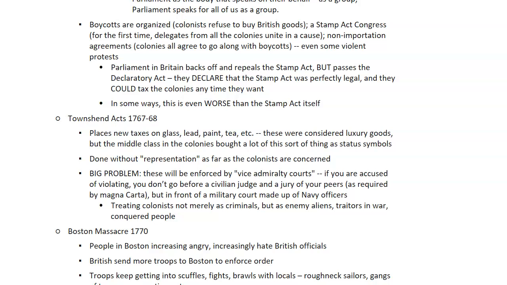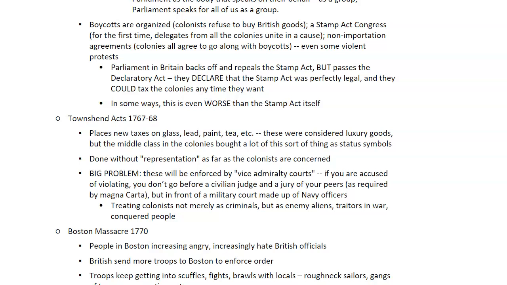If you built a house in the colonies, it was nice to be able to paint it, not just leave it raw wood. It was nice to have glass to put in the windows, but most poor houses just had wooden shutters. Well, they're luxury goods, but the middle class in the colonies bought a lot of this kind of stuff. They wanted to show off their wealth a little bit. And so these were pretty popular items. It was also done without that representation we just talked about.